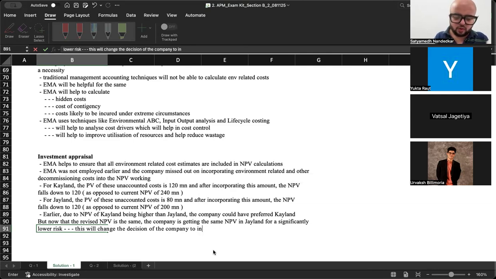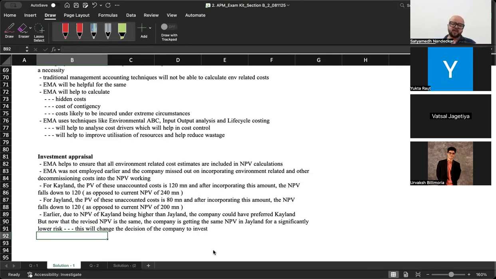So earlier the reason you were preferring Kalen was that its NPV was higher, Jalen's NPV was lower. But now that you have a different perspective, after incorporating these environment related costs, now you feel yeah, it's better to do it in Jalen. At least the risk is lower, the NPV you are getting is anyway the same. Make sense?